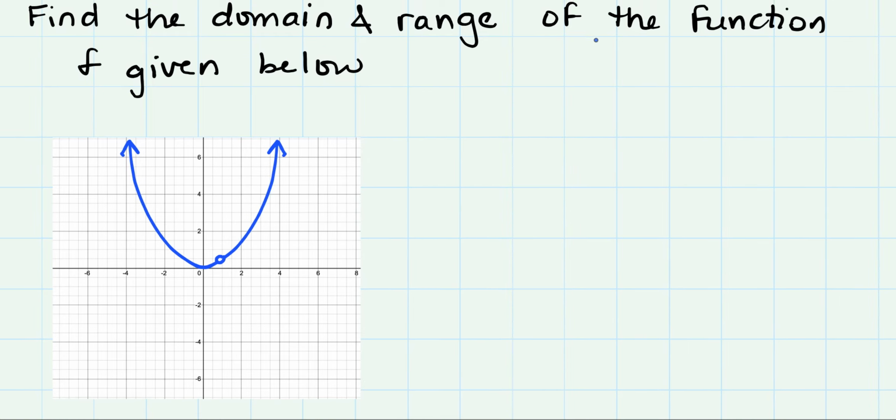Can you find the domain and the range of this function? So we have a parabola, and I have all the points on this parabola except for this one point. Let's see if we can find the domain and the range.